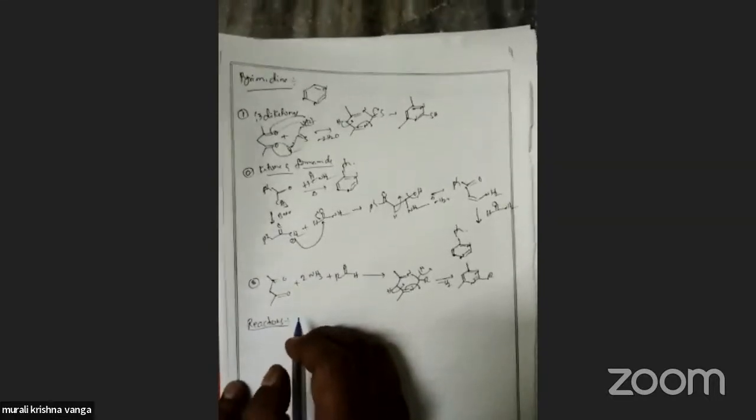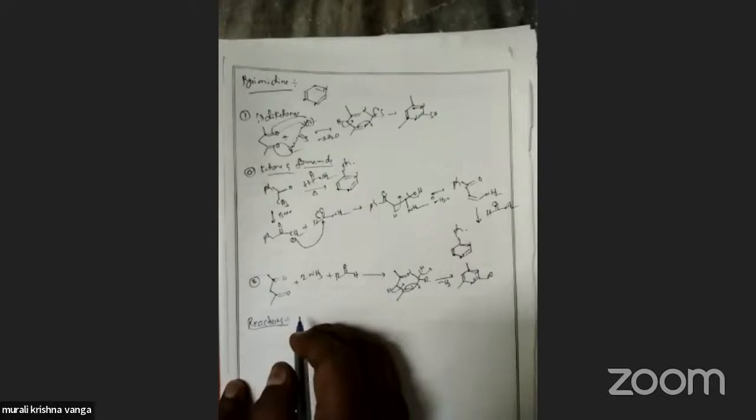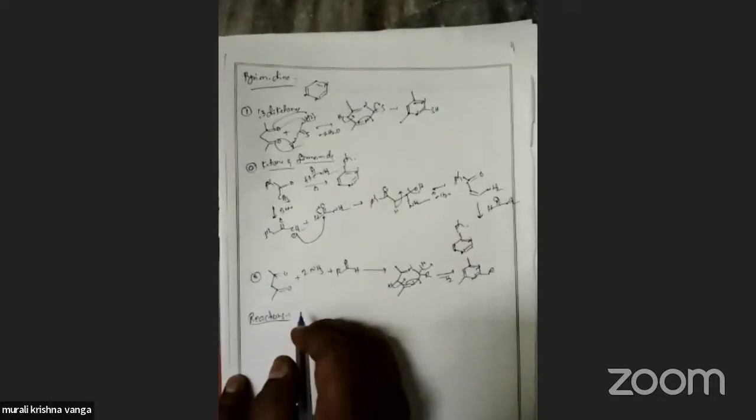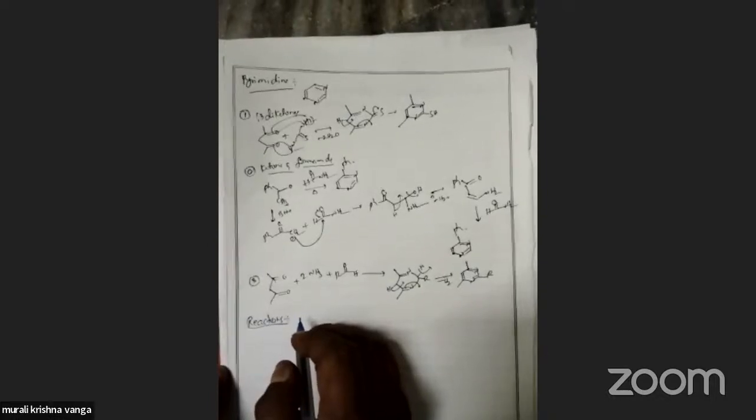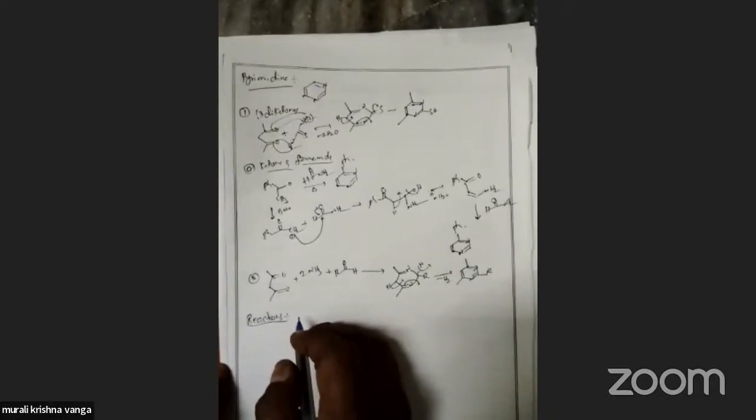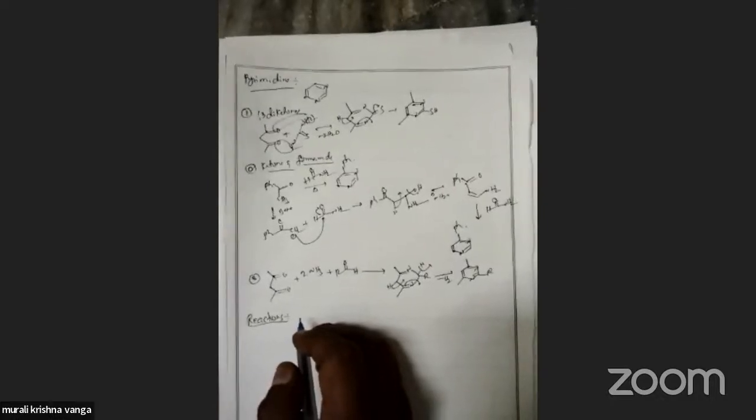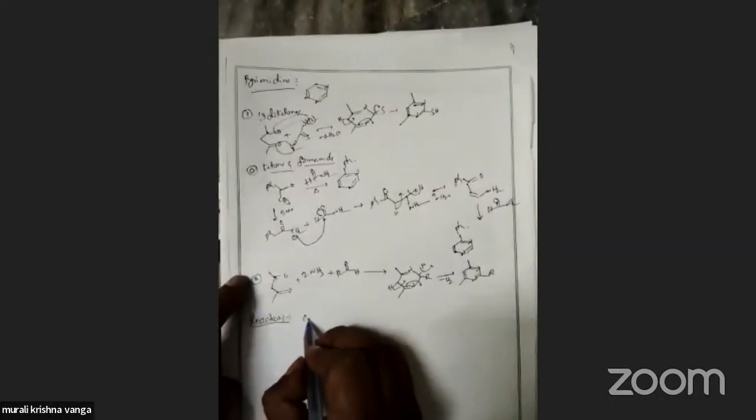Next, reactions. Pyrimidines are weak bases and can undergo protonation by acids. Diprotonation takes place with strong acids. Electrophilic substitution reactions take place at the C5 position.